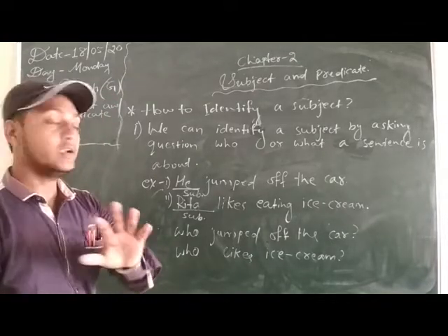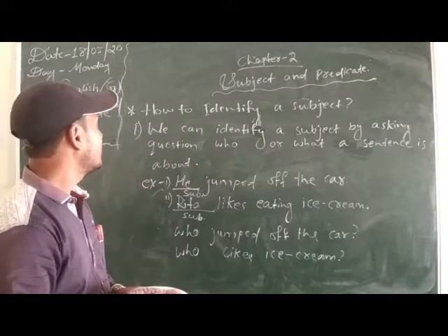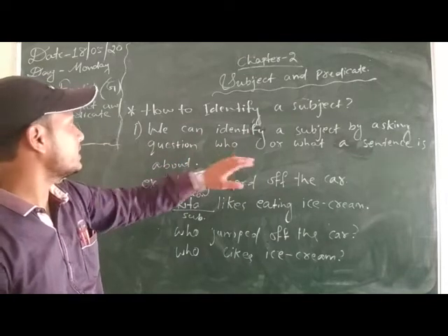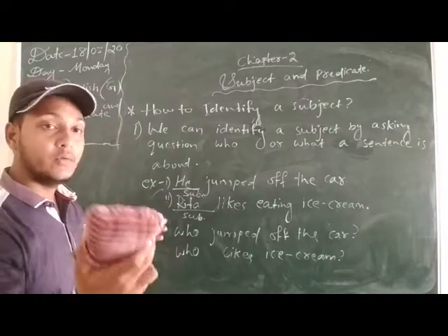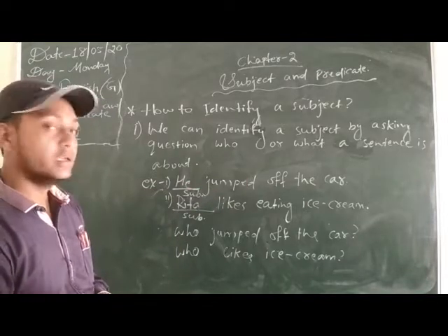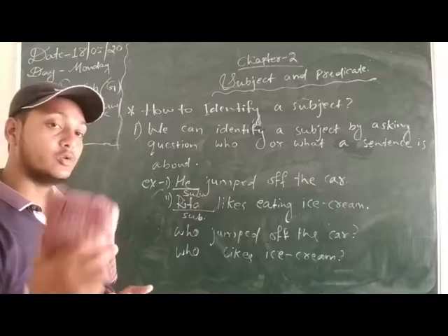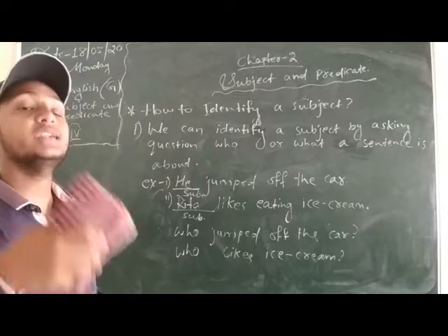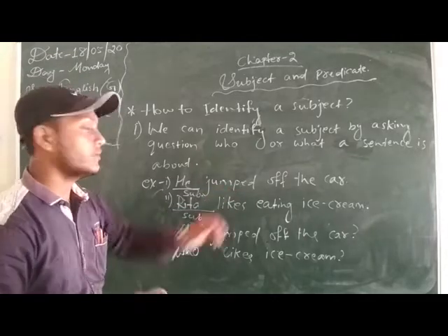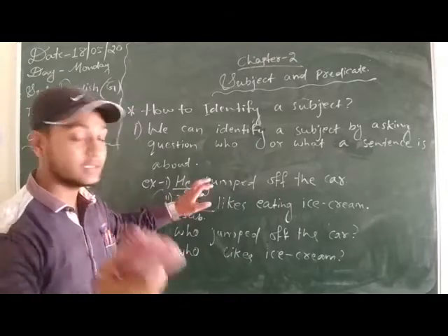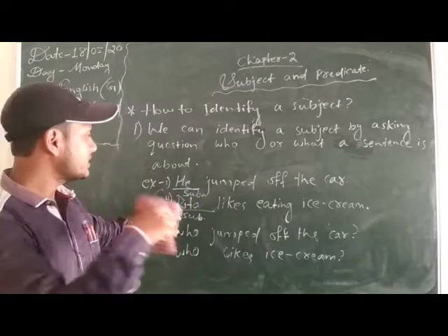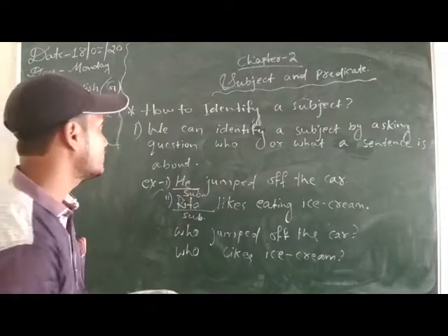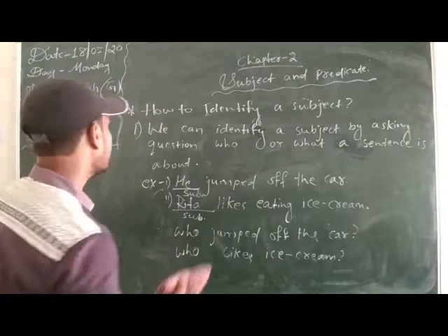So once again I want to draw your attention toward how to identify a subject. We can identify a subject by asking questions: who or what the sentence is about. We took an example, he jumped off the car. Here we don't know the subject part. In order to know the subject part, we have to question the sentence: who jumped off the car? Here we get the answer: he jumped off the car. Similarly, in the second sentence, Rita likes eating ice cream. So who likes eating ice cream? Rita likes eating ice cream. In this way, we get the subject. Okay.